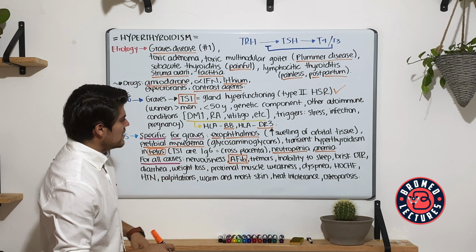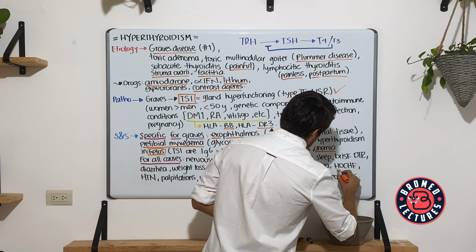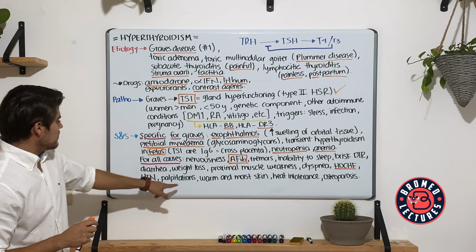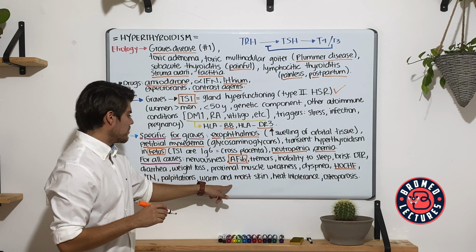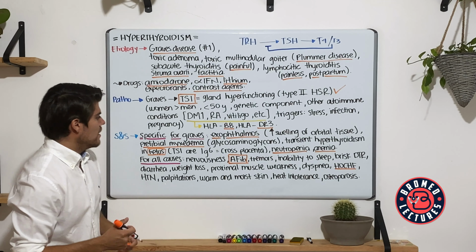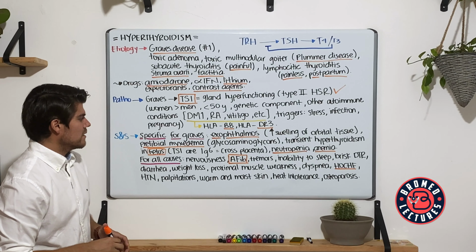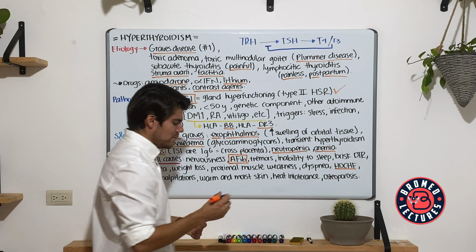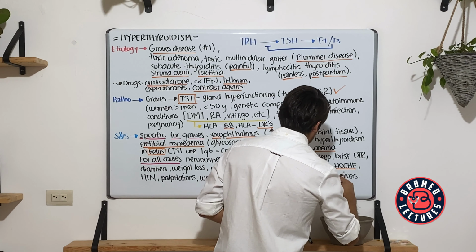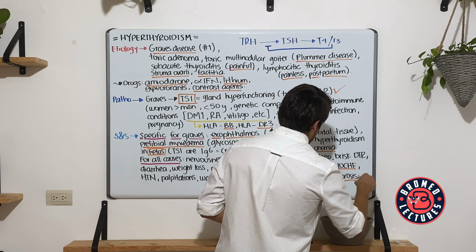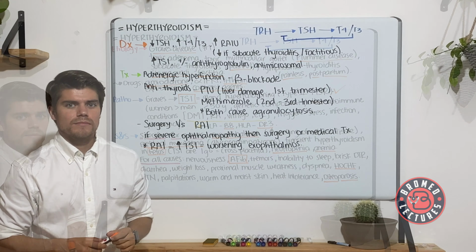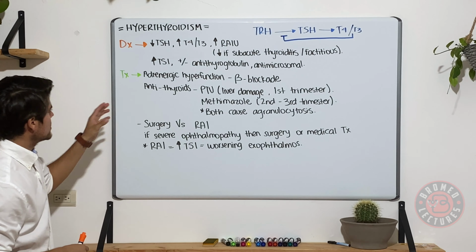Dyspnea, the patients may develop high output congestive heart failure, commonly tested. Hypertension, palpitations, warm and moist skin, heat intolerance, and if the patient has the disease for long enough, they may develop osteopenia and osteoporosis because of the stimulation of the bone turnover that these patients have. Now let's go through the diagnosis and treatment.